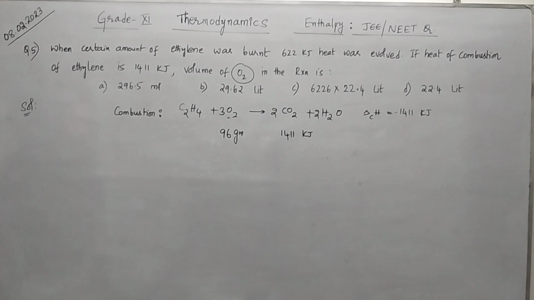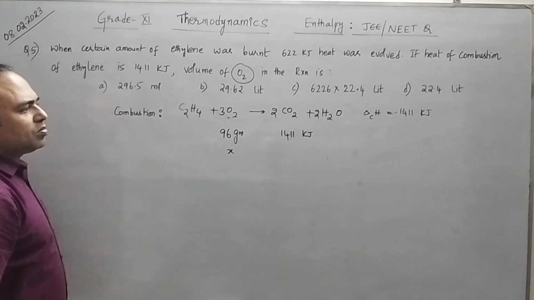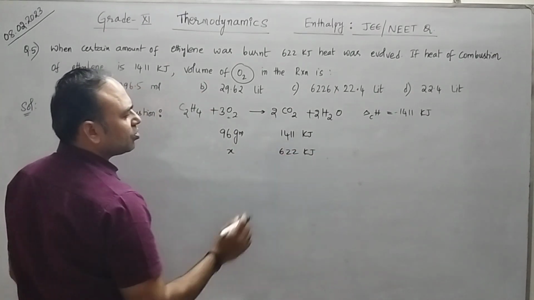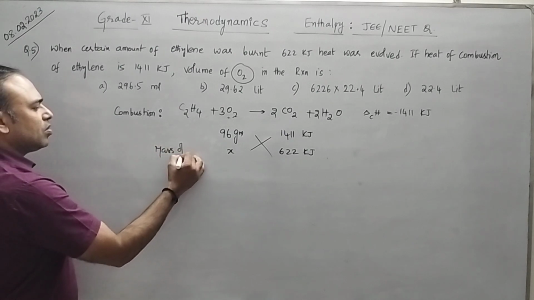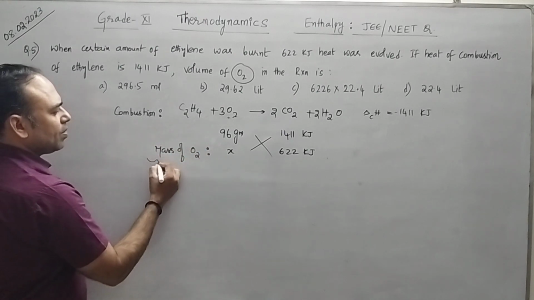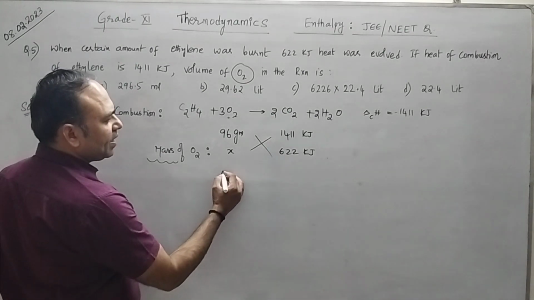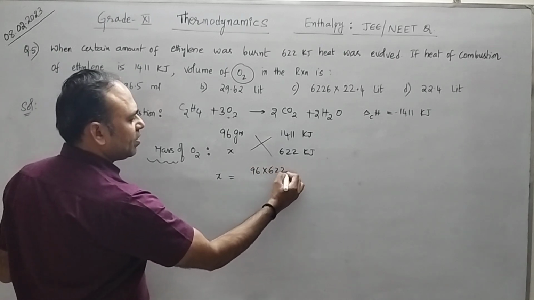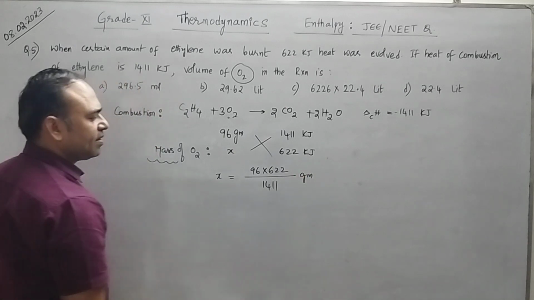Fine. Next, you don't know the value of oxygen, how much they have taken. For that you got 622 kilojoules. So how to find out the mass of oxygen? From the mass we will calculate the volume. So for getting X, we take X is equal to 96 into 622 divided by 1411. So let us keep this as such.